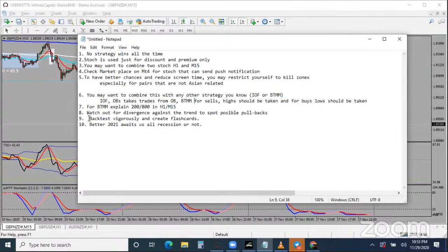Again, I want you to backtest and create flashcards. So what we'll be doing for the next 2 weeks is backtest this and create flashcards. So we'll have one more webinar at the end of the 2 weeks where we'll discuss what I consider a profitable money management for this strategy.